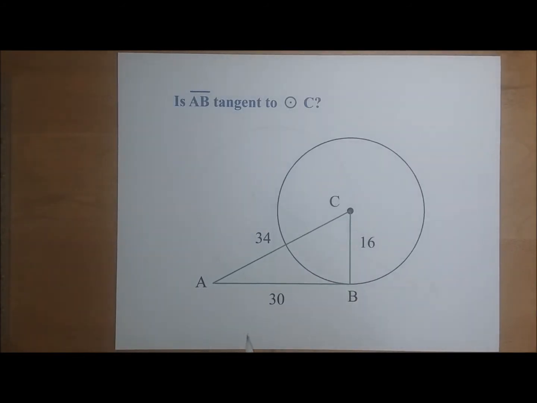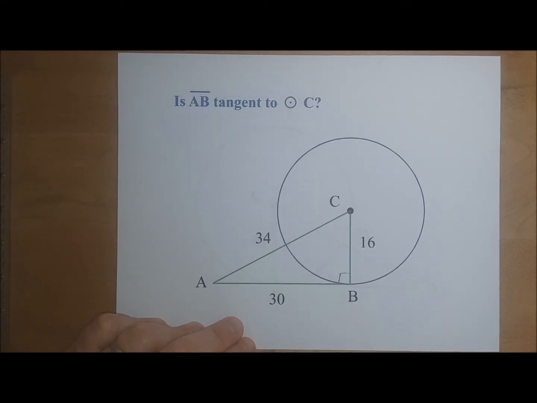All right, let's try this one. Is segment AB tangent to circle C? Well, how could we tell? Our definition of tangents says that if a segment is tangent to a circle, then it is going to be perpendicular to a radius at the point of tangency. So this would have to be true, wouldn't it? If AB is tangent to this circle, then that's got to be a 90-degree angle. How could I figure out if that's a 90-degree angle?